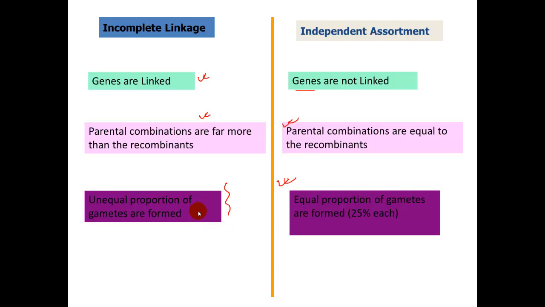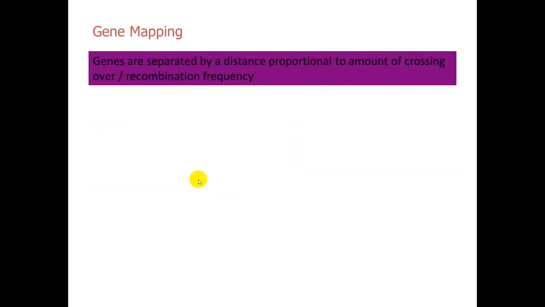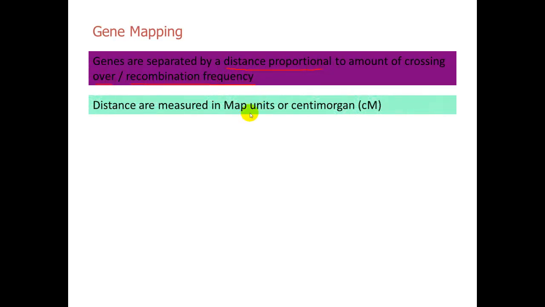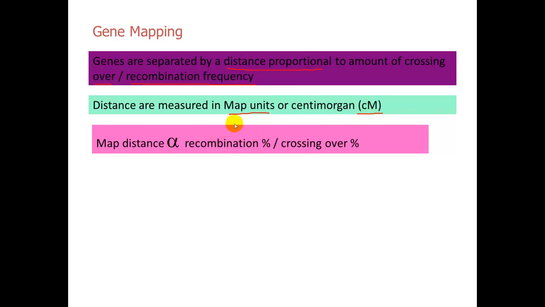Right. Now let's talk about another concept, what we call gene mapping. You know, genes are linearly placed on a chromosome. If they are linearly placed, then we can know the distance between them as well. So genes are separated by a distance proportional to the amount of crossing over or recombination frequency, okay? And the distance is measured in terms of map unit or centimorgan, right? So we can say that map distance is directly proportional to the percentage of recombination or crossing over, right?